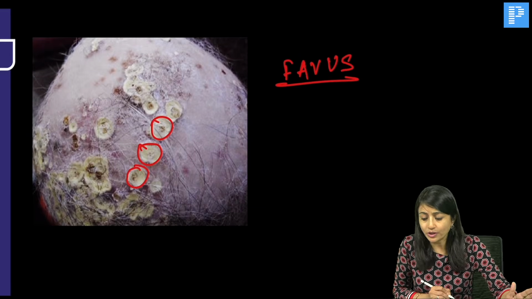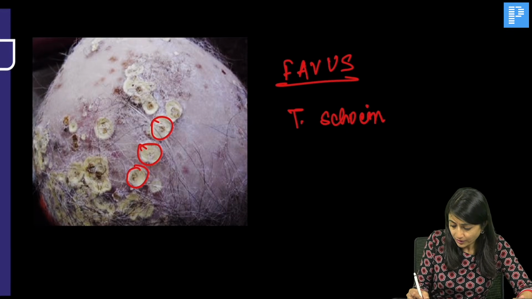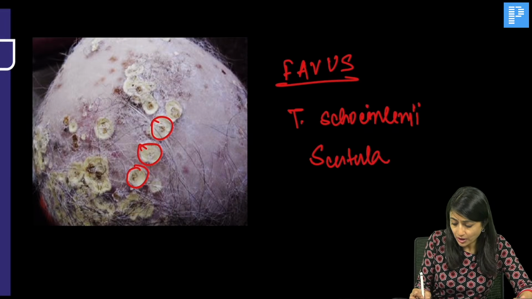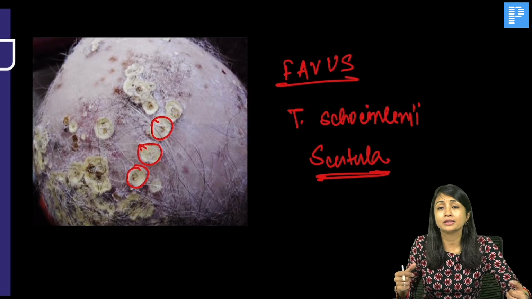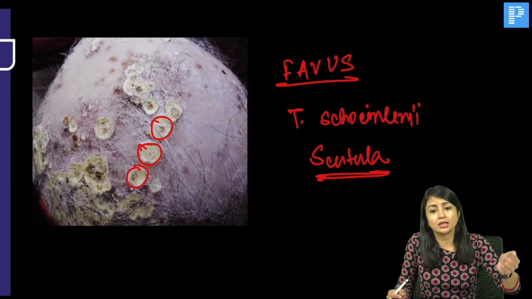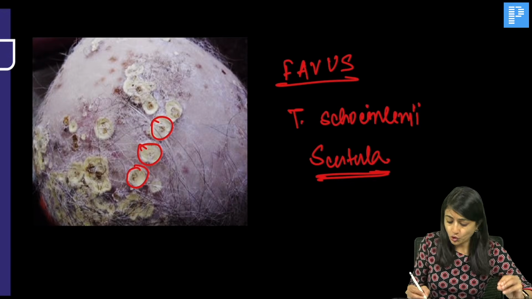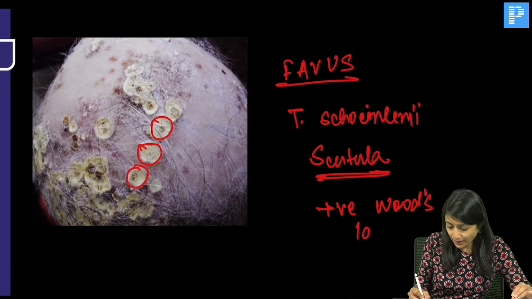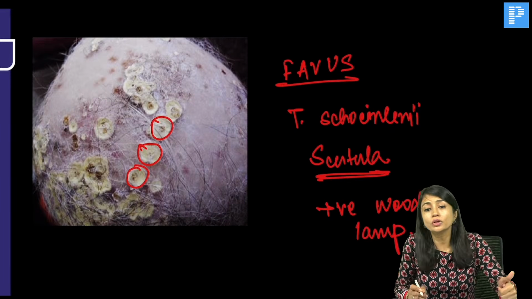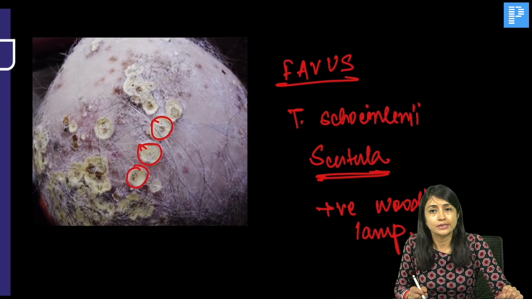So, Favus, you're right, is caused by Trichophyton schoenleinii, and the cup-shaped crusts are called scutula. Scutula are nothing but fungal debris and keratinocyte debris which has accumulated and leads to a cup-shaped crust. This shows a positive Wood's lamp fluorescence. So, grey patch and Favus are two types of Tinea capitis which show positive Wood's lamp fluorescence.